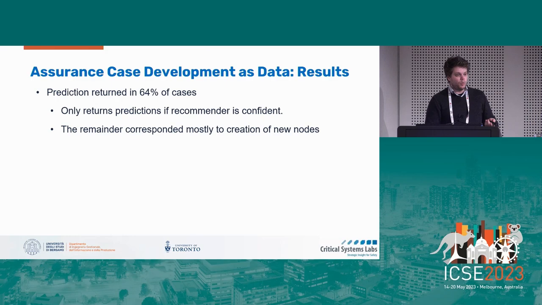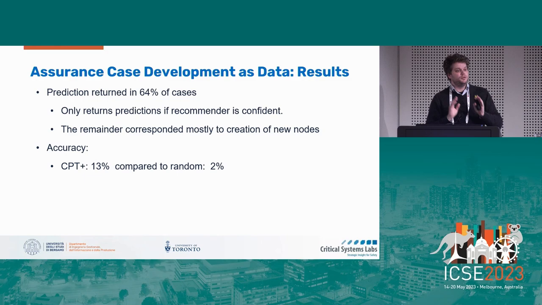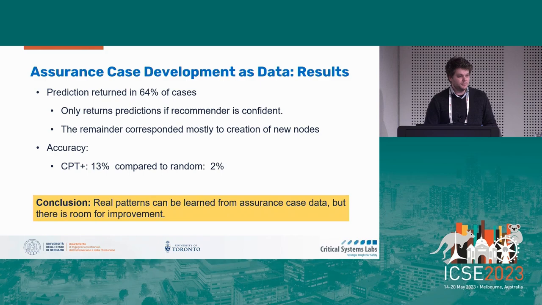And, well, what were the results? So the prediction algorithm only returned if it was confident in its prediction, and it returned in 64% of cases. Okay, it's not bad. But the accuracy, when we actually compared what was predicted to what the user actually did, was 13%. Now, that's not a great number, but when you compare it to random, if you just randomly predict, you see a difference. And what we're really excited about, this is the new idea and emerging results part, is that this means that there are real patterns we can learn from assurance case data. It's not just random, there's something we can learn here. So sort of validating our preliminary hypothesis.